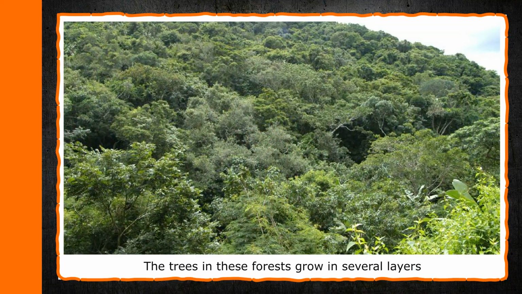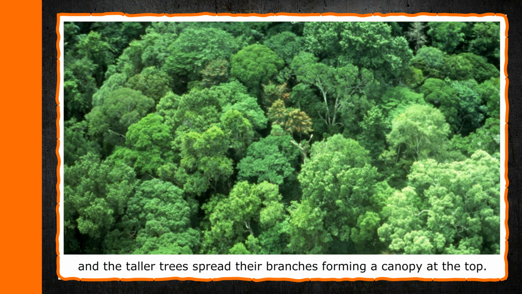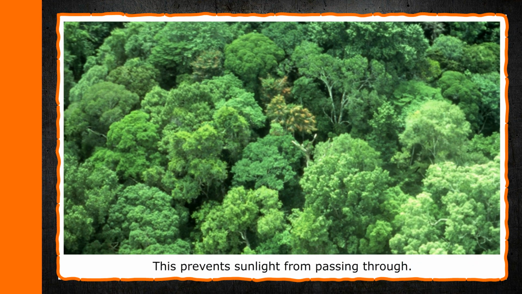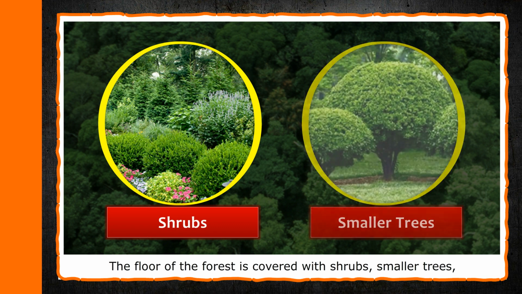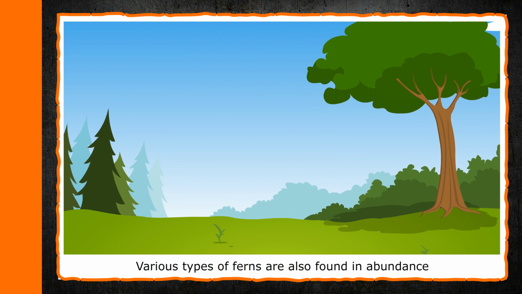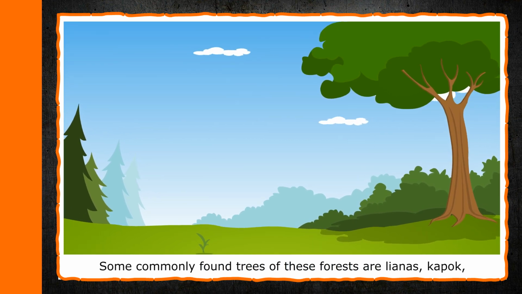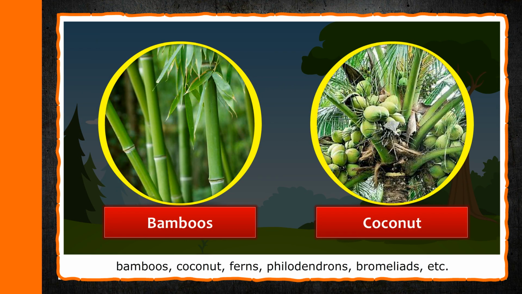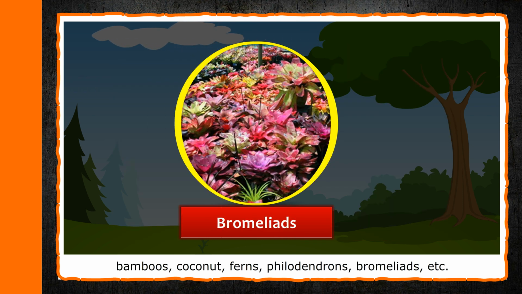These forests are, therefore, also called evergreen forests. The trees in these forests grow in several layers, and the taller trees spread their branches, forming a canopy at the top. This prevents sunlight from passing through. The floor of the forest is covered with shrubs, smaller trees, creepers, etc. Various types of ferns are also found in abundance in the evergreen forests. Some commonly found trees of these forests are lianas, kapok, bamboos, coconut, ferns, philodendrons, bromeliads, etc.